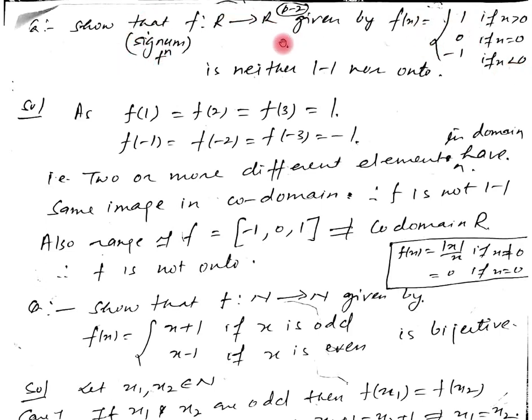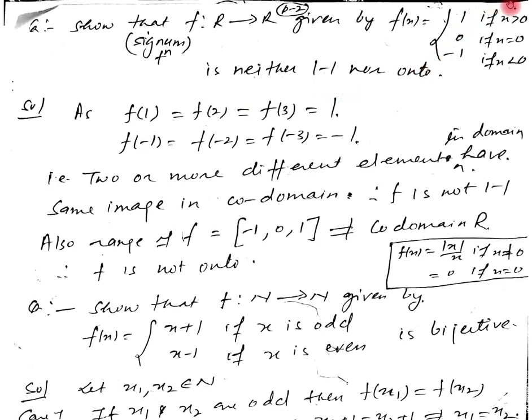This type of function is known as what? Signum function. And moreover, this function can also be defined as f(x) = modulus of x upon x if x is not equal to 0, and this is equal to 0 if x equal to 0. This is also the definition of the signum function. Now the function is given to be this. We have to prove that it is neither one-one nor onto.